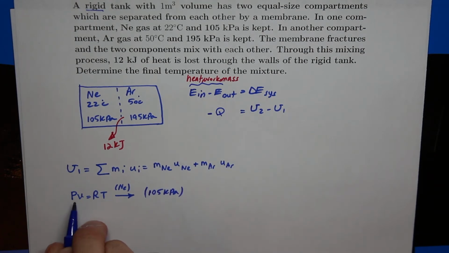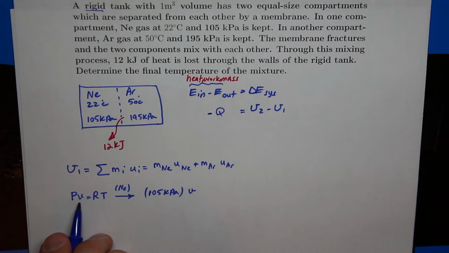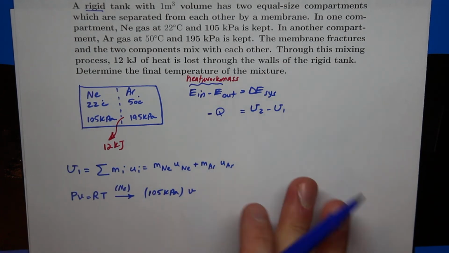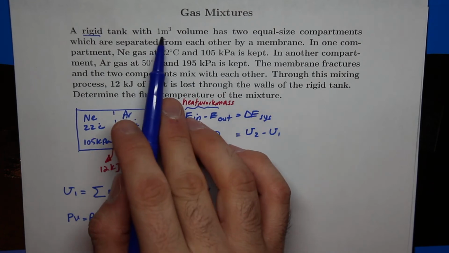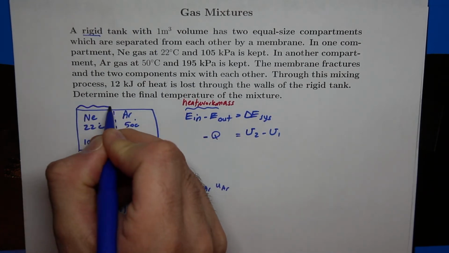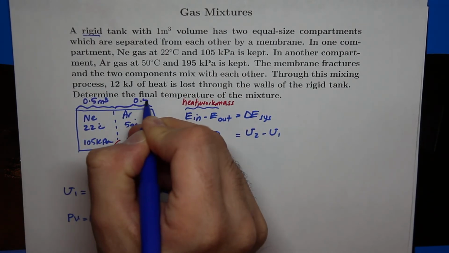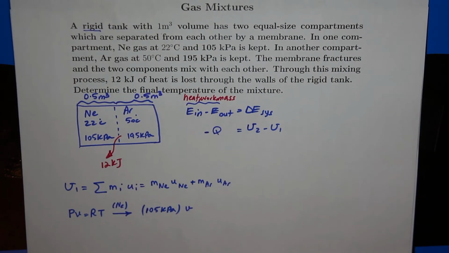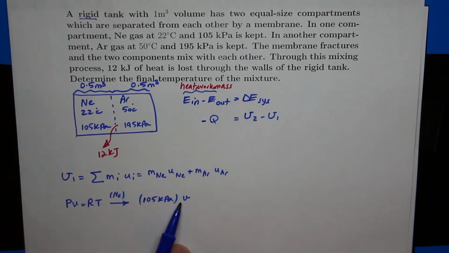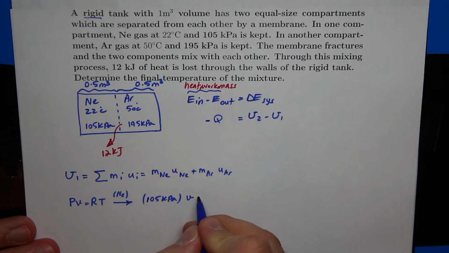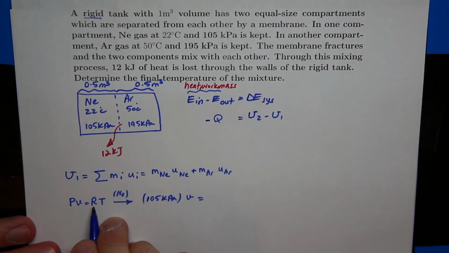The specific volume of neon, that I don't know, but I'm looking for that, because if I know the specific volume and because I know the volume of each side, then based on those two I can find the mass. And by the way, regarding the volume, I know the total volume is 1 meter cube, so that means this portion of the tank is 0.5 meter cube, and also this portion of the tank is 0.5 meter cube. So that's why I'm looking for the specific volume, because by having the volume and specific volume, I'm able to find the mass.